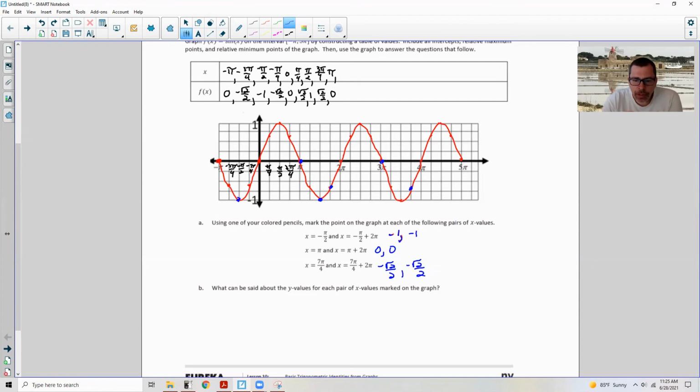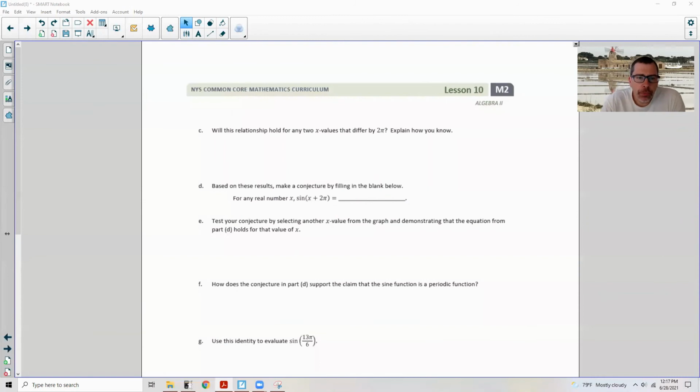So what can be said about the y values of each pair of x values marked on the graph? Okay, so for each pair of x values, the y values were the same. All right, page 2, part C says, will this relationship hold for any two x values that differ by 2 pi? Explain how you know.